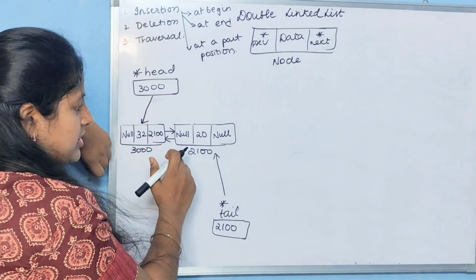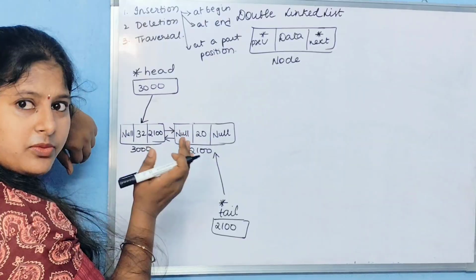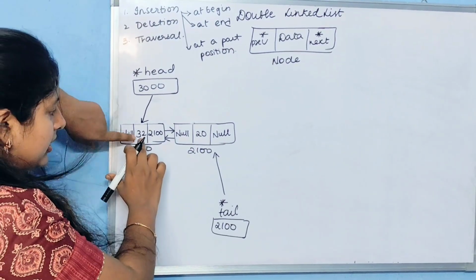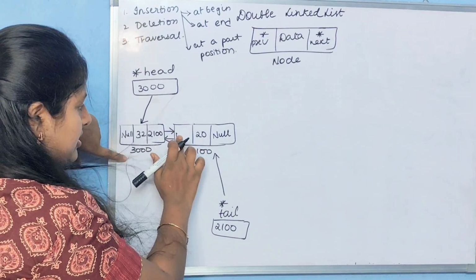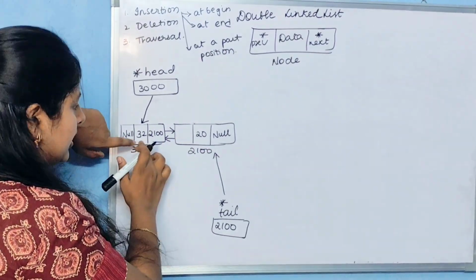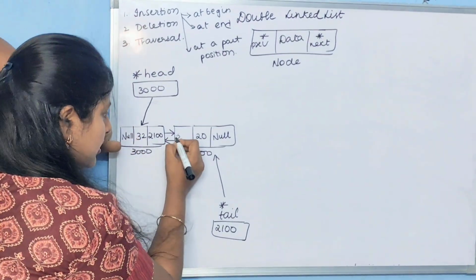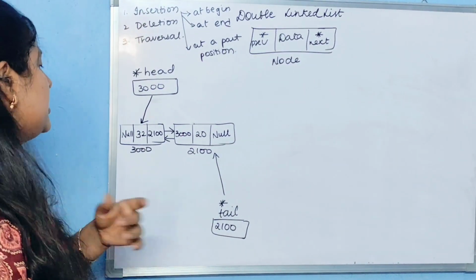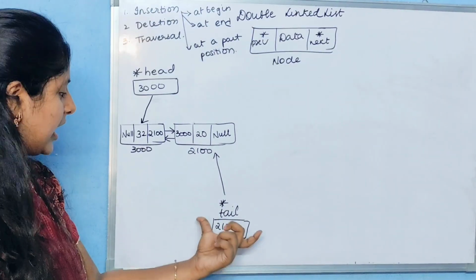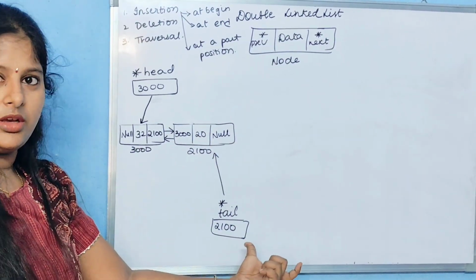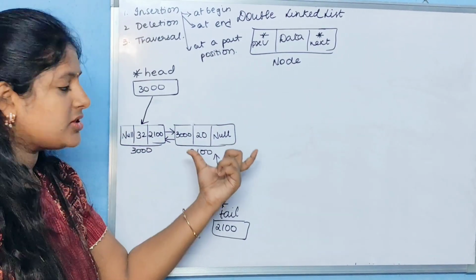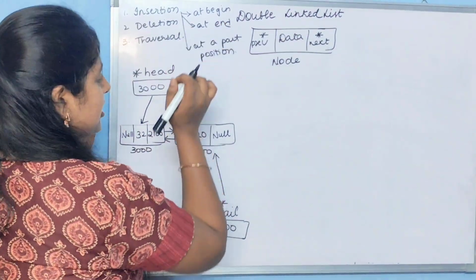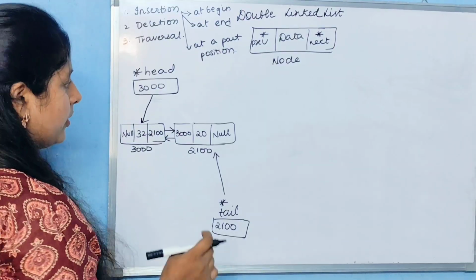So, what is 20's previous address? Null. That means there should not be elements before 20, no? But there are elements. So, what will you write? I will write 32's address at previous. Right? What is the element before 20? 32. What is 32's address? 3000. Right? Since I have added an element at the beginning, the tail pointer points to my last node. This previously first node has now become my last node. Okay? Now I'll try to do insertion at end.